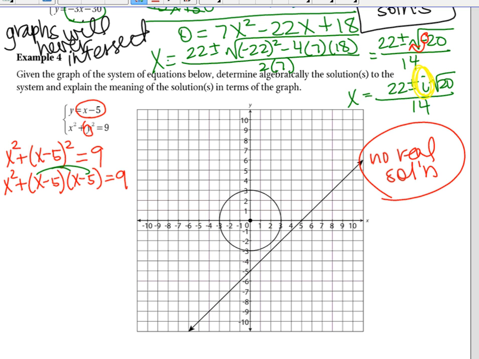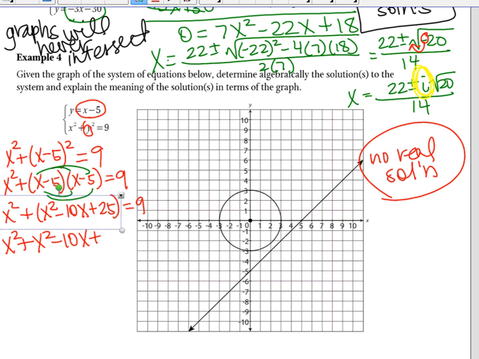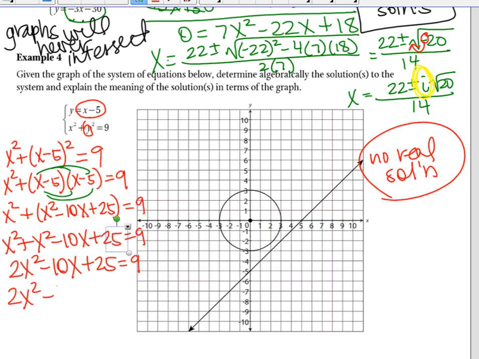Multiply out your parentheses, and we get x squared plus x squared, negative 5x minus 5x is negative 10x, plus 25 equals 9. So x squared plus x squared minus 10x plus 25 equals 9. So we get 2x squared minus 10x plus 25 equals 9. So one side has to be 0, so subtract your 9 over, and you get 2x squared minus 10x, 25 minus 9 is a positive 16, so we get 0.